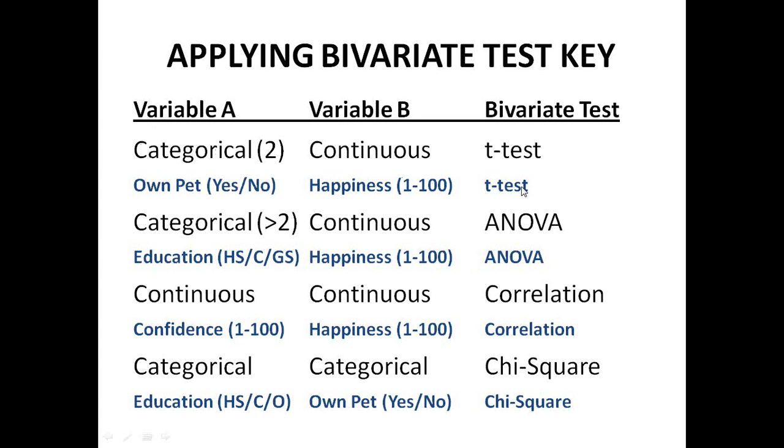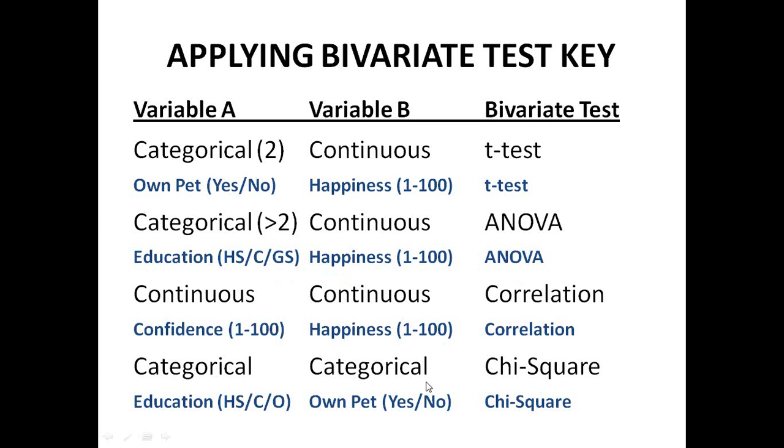A continuous, like we said, you would define that relationship at the bivariate level with a t-test. Here we have categorical with more than two categories, three or more: education, which we're relating to happiness, which is continuous, so you would use an ANOVA. Over here we have a continuous measure of confidence and a continuous measure of happiness, so you would use a correlation.